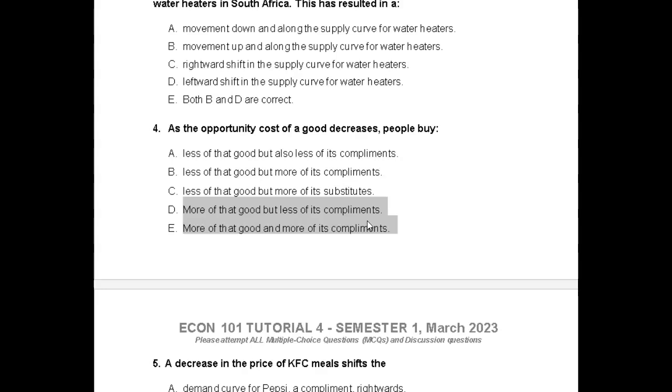And now let's see. So I would say it's E, because if it's more of that good, and complements go with each other, then wouldn't it make sense for this also to increase? Because complements are not substitutes, you know what I'm saying? Substitutes are like Albany bread and Sasko bread, for example. If one buys Sasko, then Albany goes down. But complements, they buy with each other, the two products come with each other. So that's what I'm saying. If one increases, then the complement has to increase also.